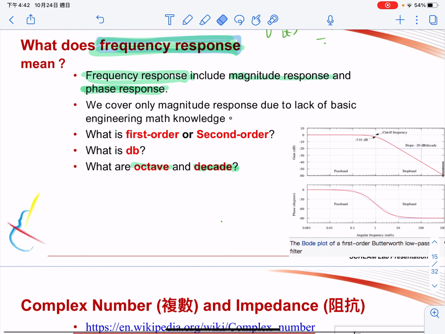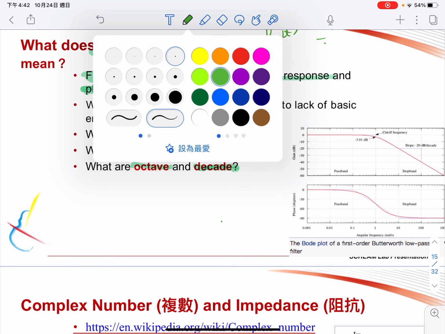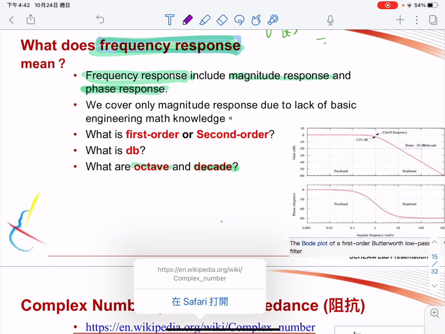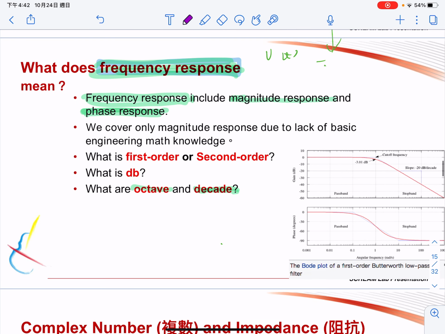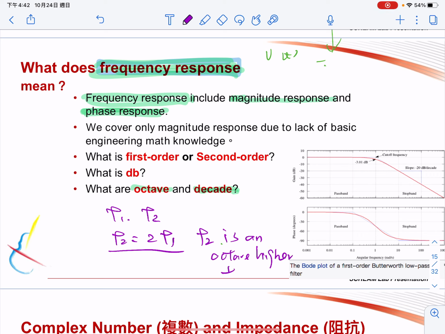Okay, so if we have frequency f1 and f2, if f2 is 2 times f1, then we call f2 an octave higher than f1.